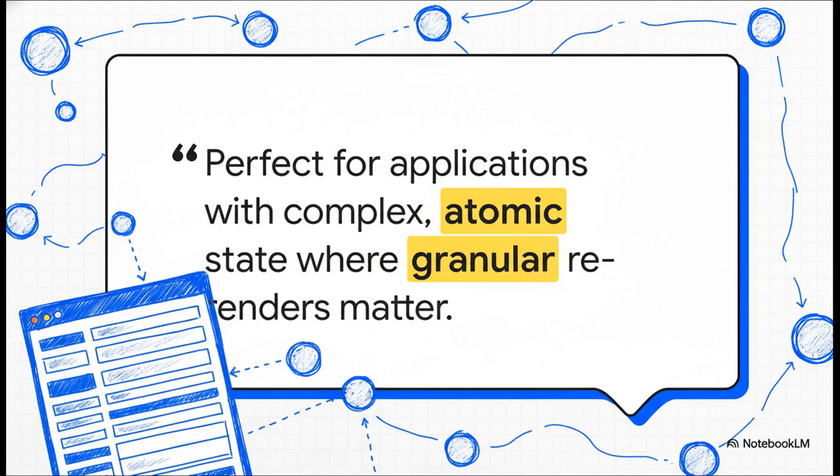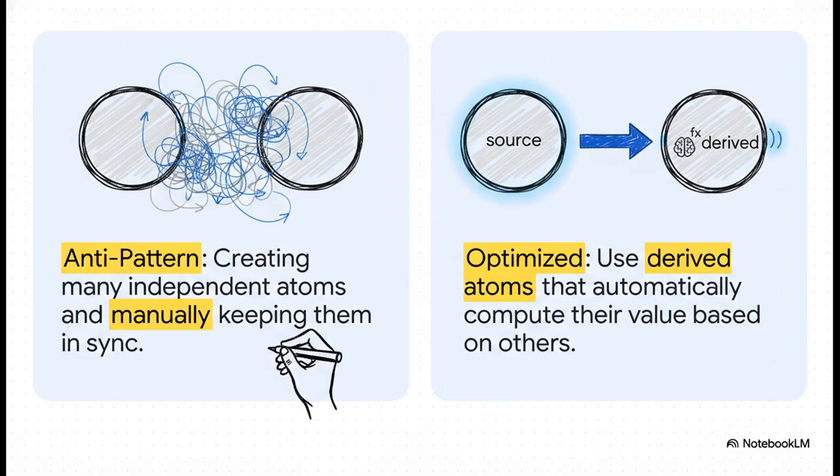And finally, we have Jotai, which takes a completely different path. It thinks of state not as a big object, but as these tiny, independent pieces called atoms. This approach is incredibly powerful for things like really complex forms where you have a bunch of different fields that all depend on each other. But Jotai's real magic comes from something called derived atoms. Instead of manually trying to keep your validation state in sync, you just create atoms that automatically compute their own value based on other atoms. This guarantees that only the components that absolutely have to re-render will. It's like having surgical precision over your updates.